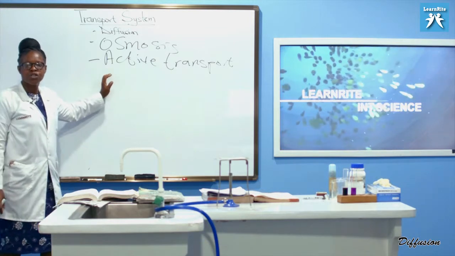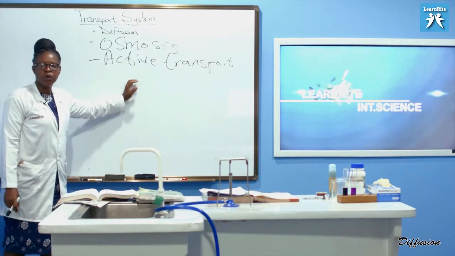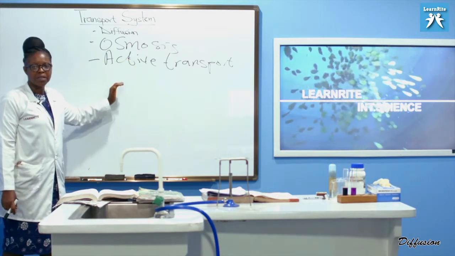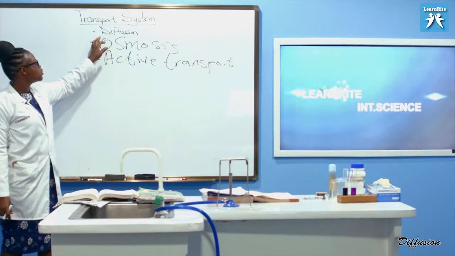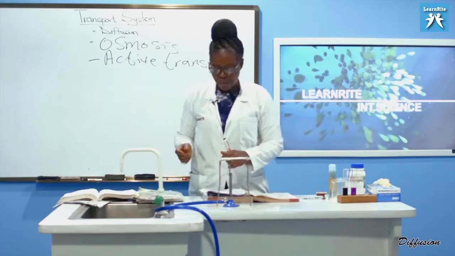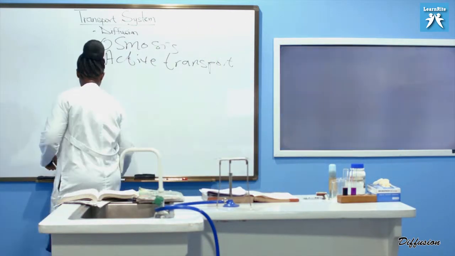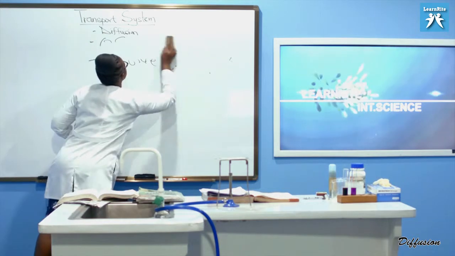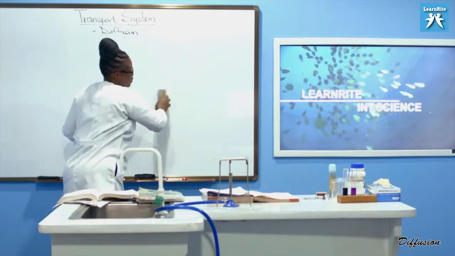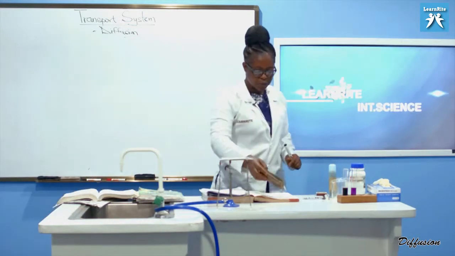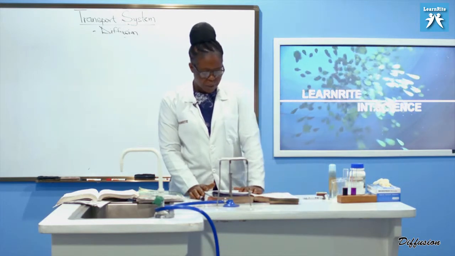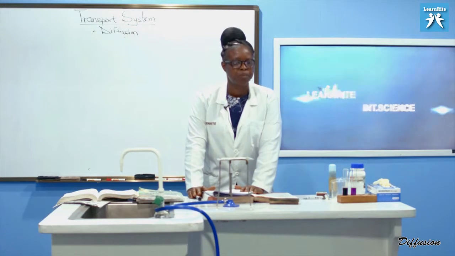So these are the processes by which substances, amino acids, glucose, and the like can get into the system and also come out from the system. Today, we are going to deal with only diffusion. Then in our subsequent videos, we'll talk about the rest. So we are concentrating on diffusion today. Now, what is diffusion?